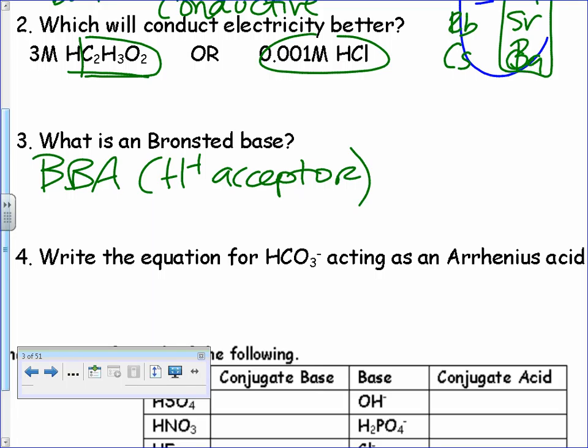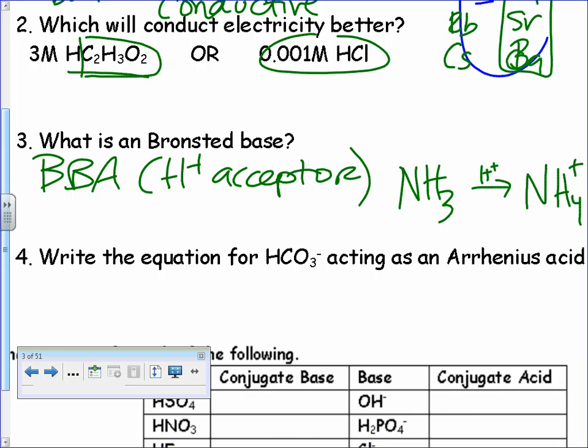So tell me, ammonia, what's ammonia? No, ammonium has a 4 with it, ammonia. NH3. Can it accept an H+? Yeah, it can. If I put a little H+ here, what's it become? Ammonium, and you know that's a thing, right? So that's a Bronsted base.